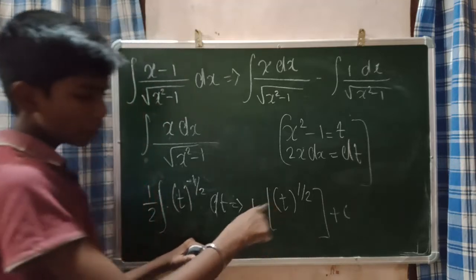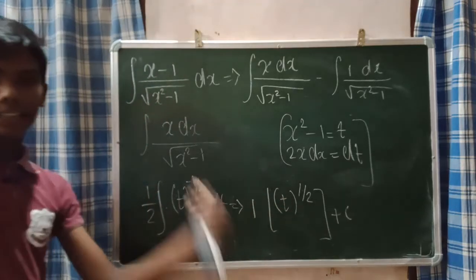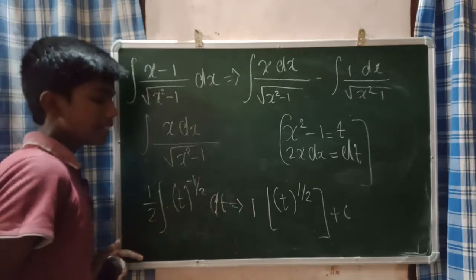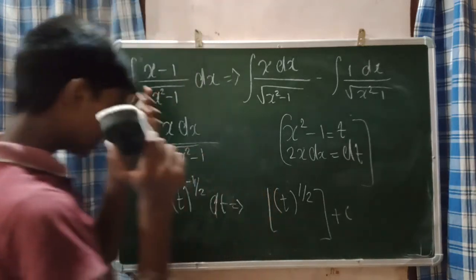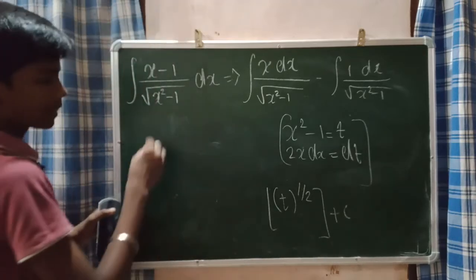I am having 2 into divided by 1 by 2. So I can take the 2 to the numerator. So the 2 gets cancelled and 1 will be the left out term, so I don't need to write this 1. Now tell me what I took as t. What I took as t is, I took x square minus 1 as t.